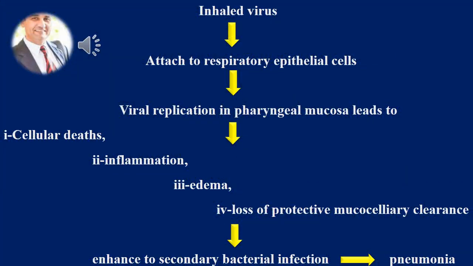Inhaled viruses of equine influenza disease will attach themselves to the respiratory epithelial cells. Then viral replication occurs in the pharyngeal mucosa that leads to cellular death, inflammation, edema, loss of protective mucociliary clearance. This will enhance occurrence of secondary bacterial infection, which will become pneumonia. Deaths due to pneumonia in endemic areas is very low, reaching 1%, but in epizootic areas it reached 20 to 25%.